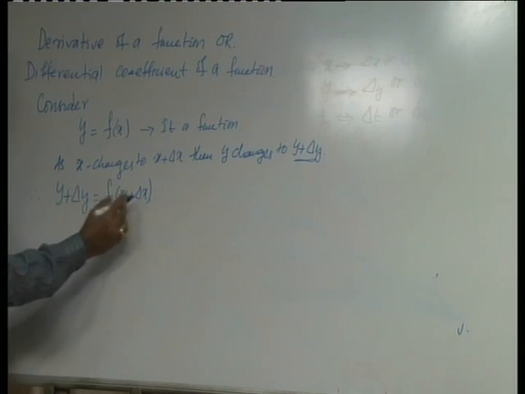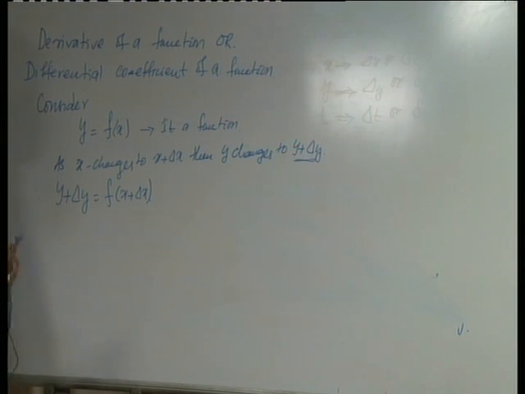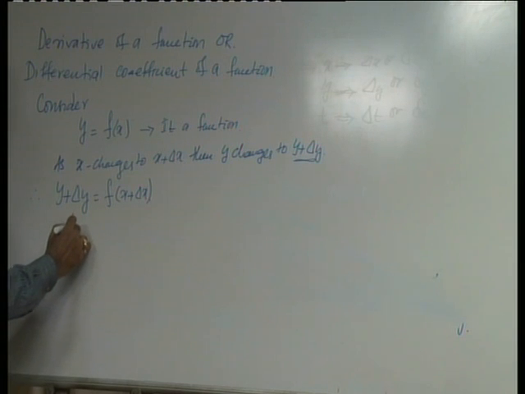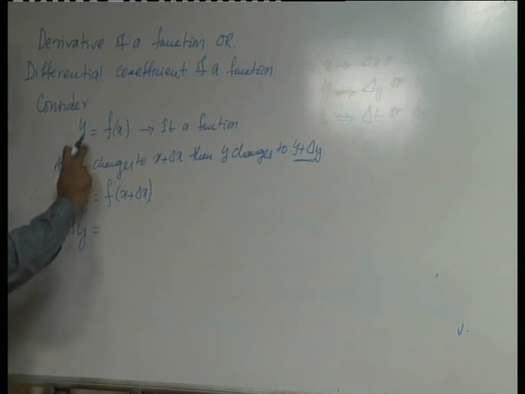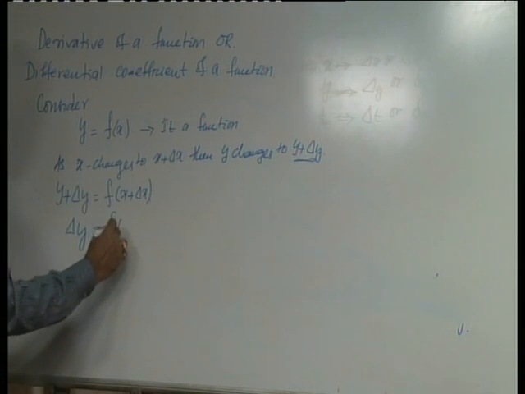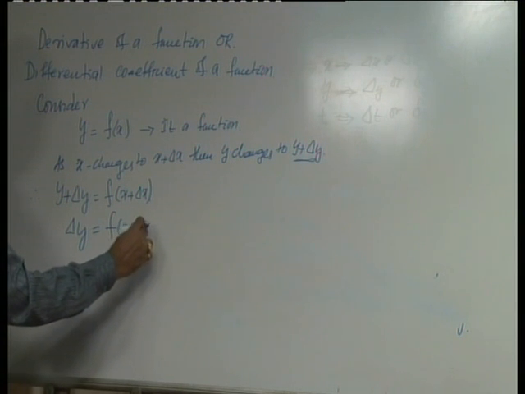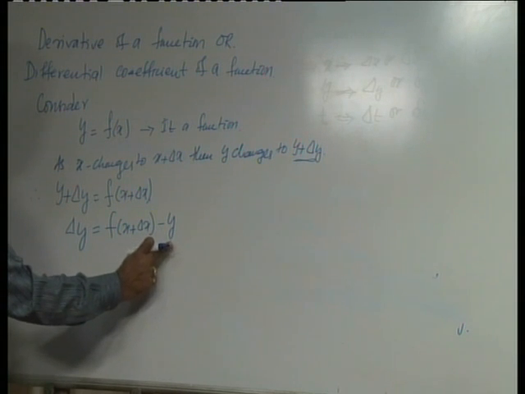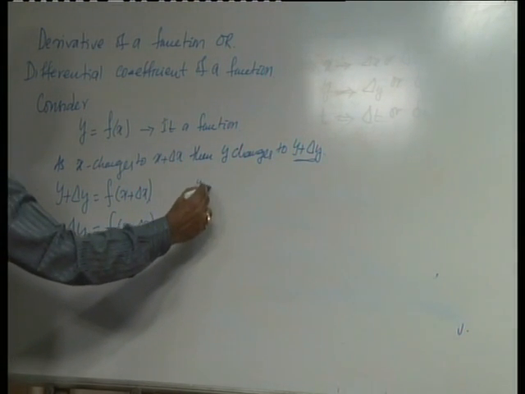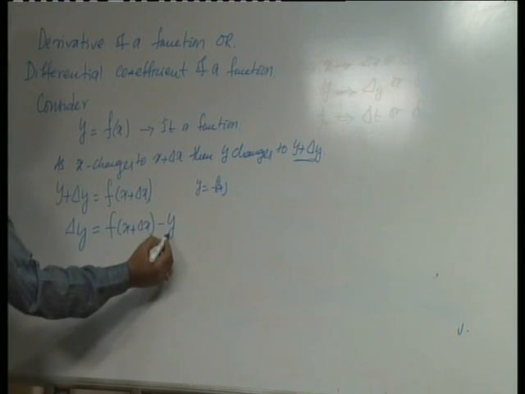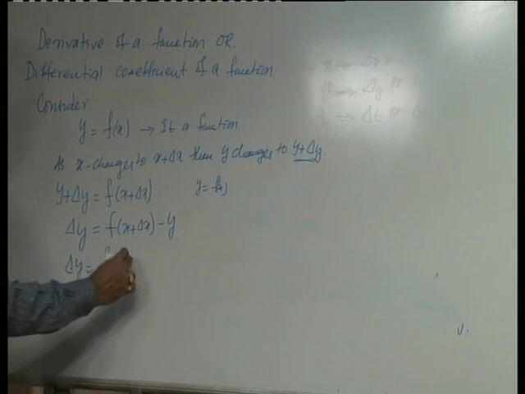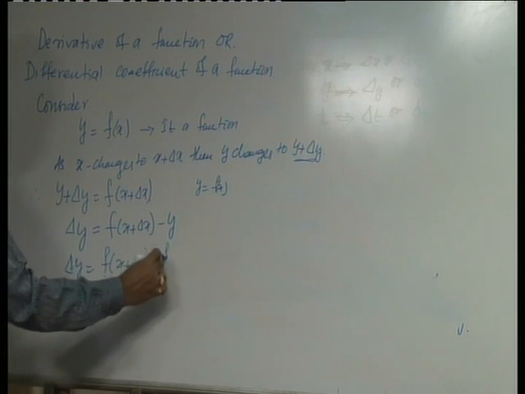Delta x and delta y are what? They are all increments in x and y. Next, I will take only delta y. This delta y becomes what? The y is transferred to the right side, that means f of x plus delta x minus y. Now, what is y? y is given by f of x. You substitute in place of y. Delta y is equal to f of x plus delta x minus f of x.